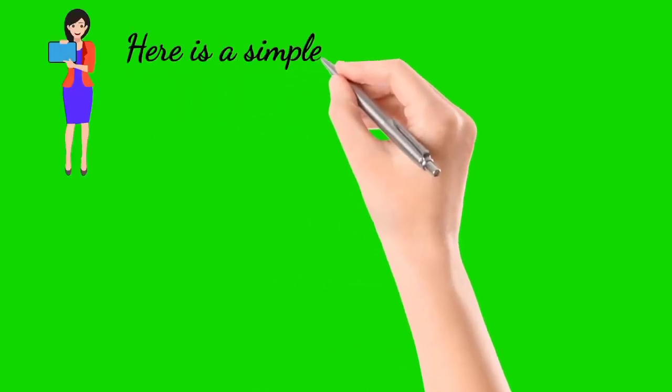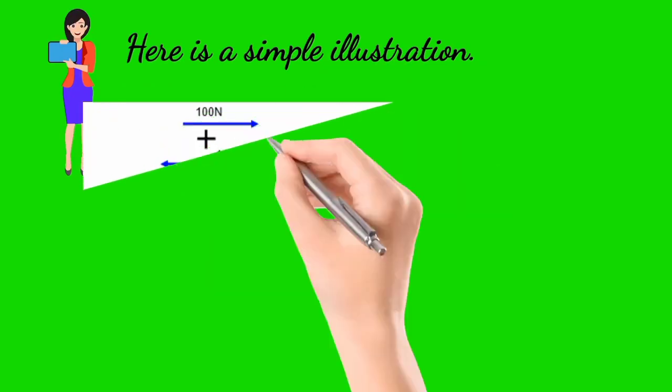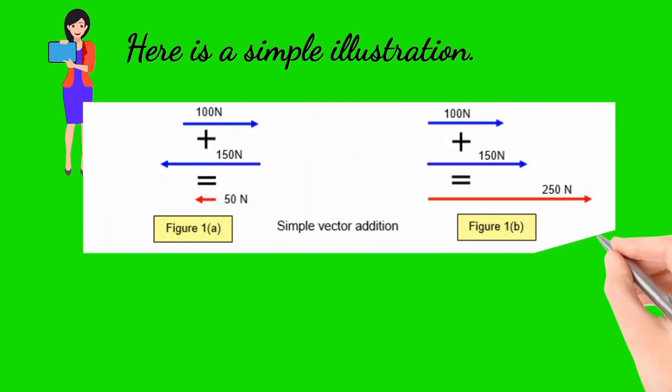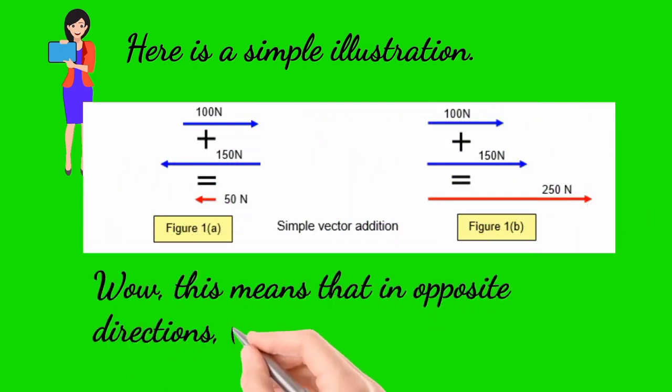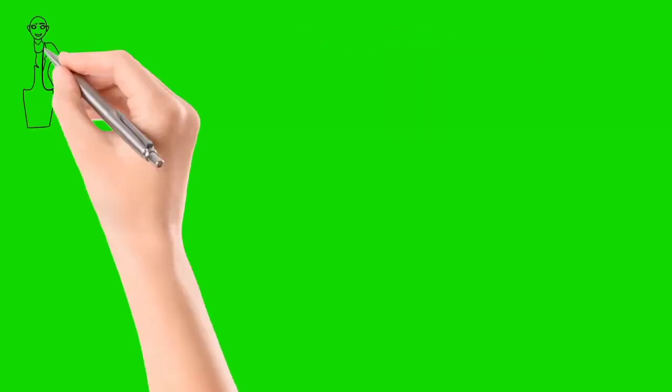So, what do we mean? Here's a simple illustration for us to understand better. We have two vectors, 100 Newton and 150 Newton, acting in the same direction and also acting in opposite directions. You can see that in the same direction we just added to get 250 Newton, and in opposite directions we subtracted.